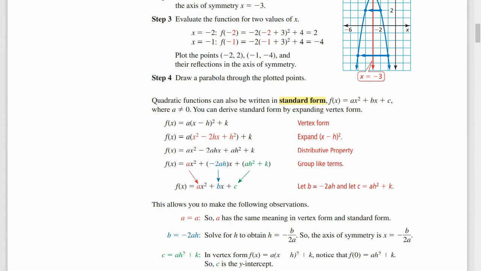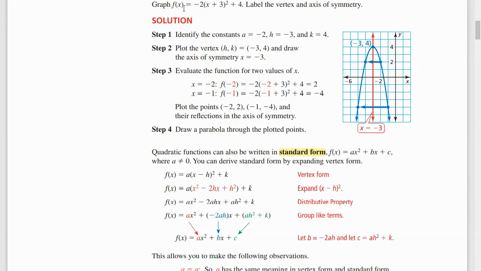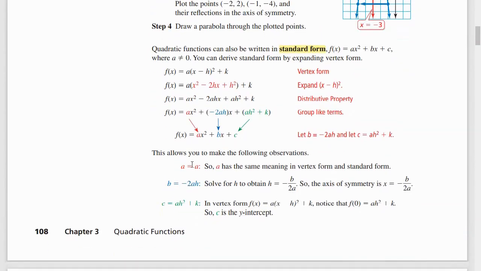a is going to be a in either one. So whatever your a was up here, -2, if you expanded it into this form, it'd be the same, -2. The b, however, basically has the form -2 times a times h, or if you rearrange this, the h is always going to equal -b over 2a. Now this is a great thing to know because that's also the axis of symmetry. So h, our x value of the vertex, is -b over 2a. Therefore, x equals -b over 2a is going to be our axis of symmetry.